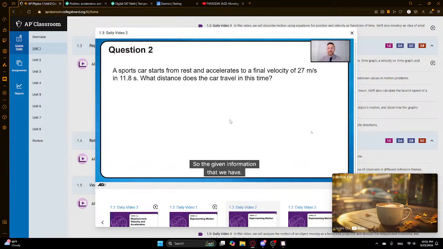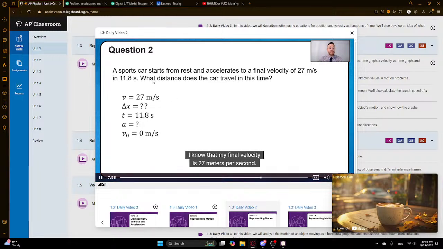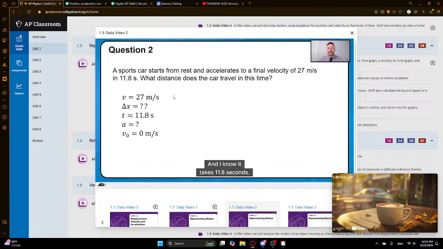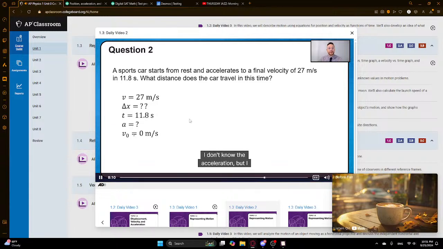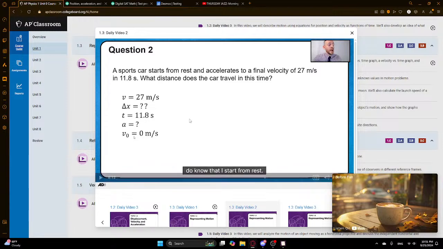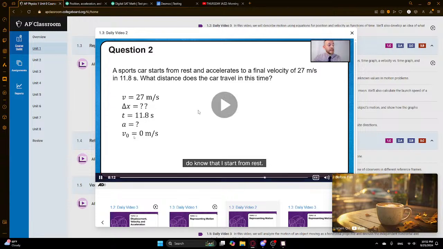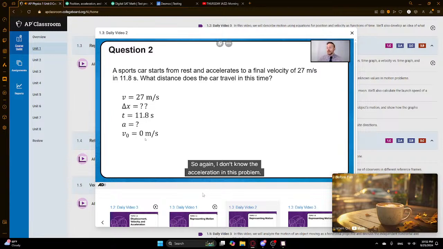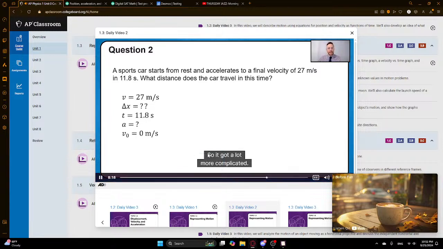Let's look at our knowns. Given the information that we have, I know that my final velocity is 27 meters per second. I don't know how far I go. That's my unknown. And I know it takes 11.8 seconds. I don't know the acceleration, but I do know that I start from rest. I forgot to include that we don't know the acceleration, and we don't know our initial position. So it got a lot more complicated.